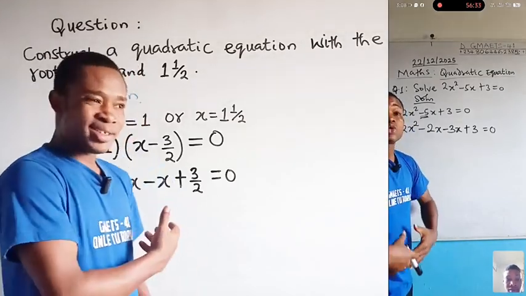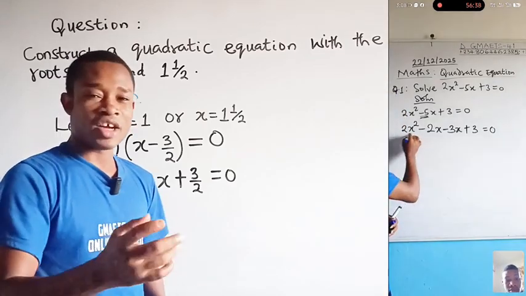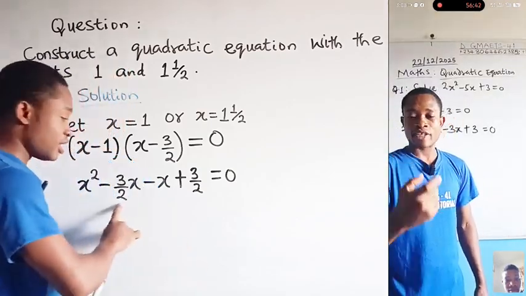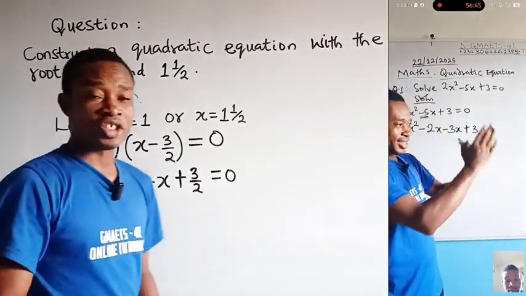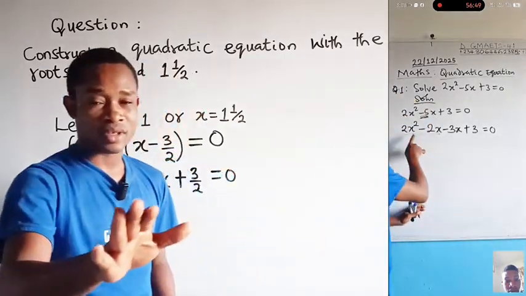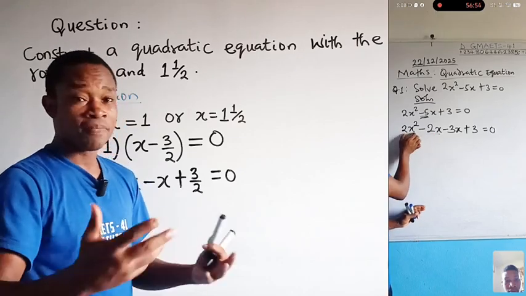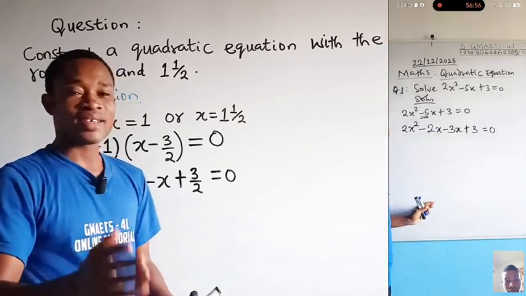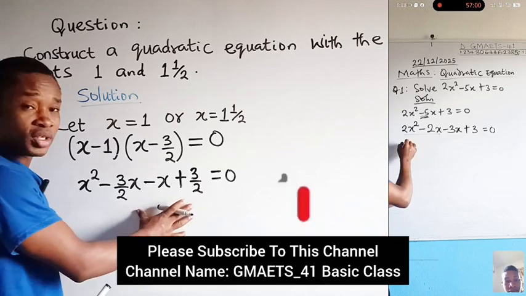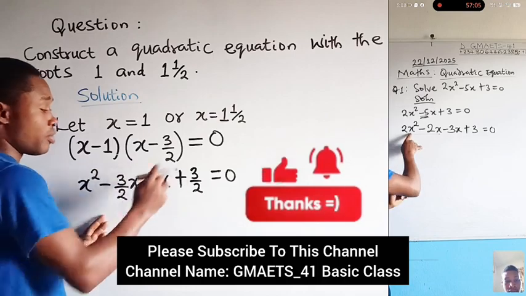To simplify that, all I just need to do here is to clear the fraction. We don't like seeing fractions in a quadratic equation. So as much as possible, we need to clear this fraction. To clear the fraction, you need to use the LCM to multiply each of the terms. I think I've taught this under simple equation. You can check through in this channel, GMAT 41 Basic Class, and learn how to clear your fractions. So the LCM here is 2, which is the LCM of the denominators. We shall use 2 to multiply each of the terms.